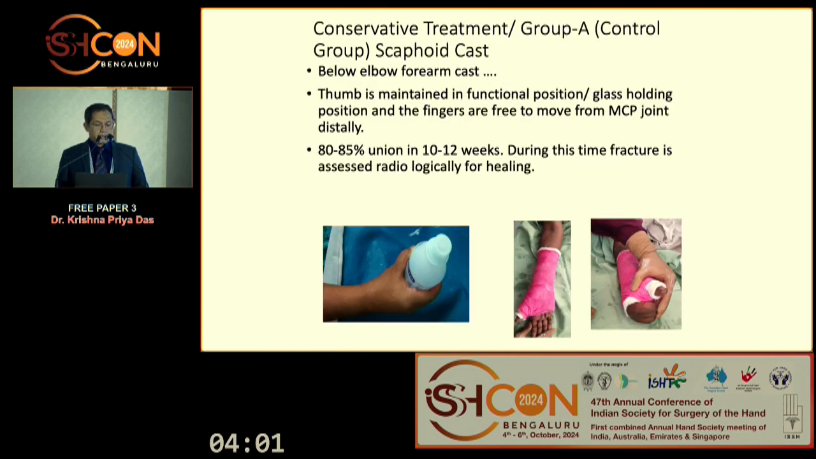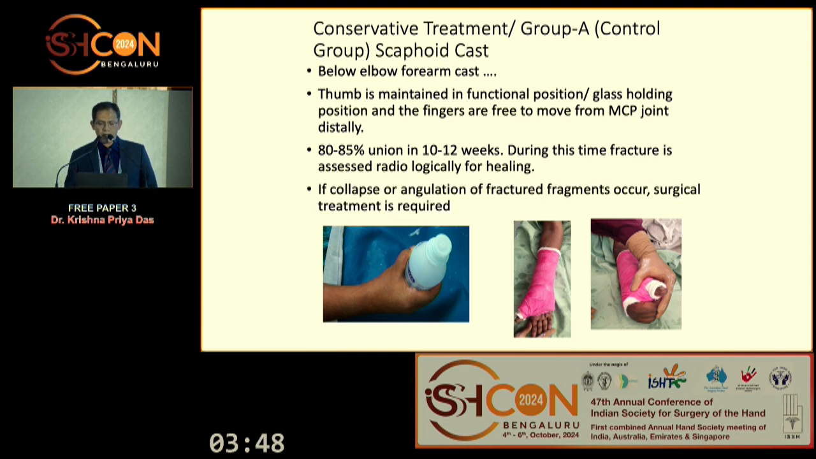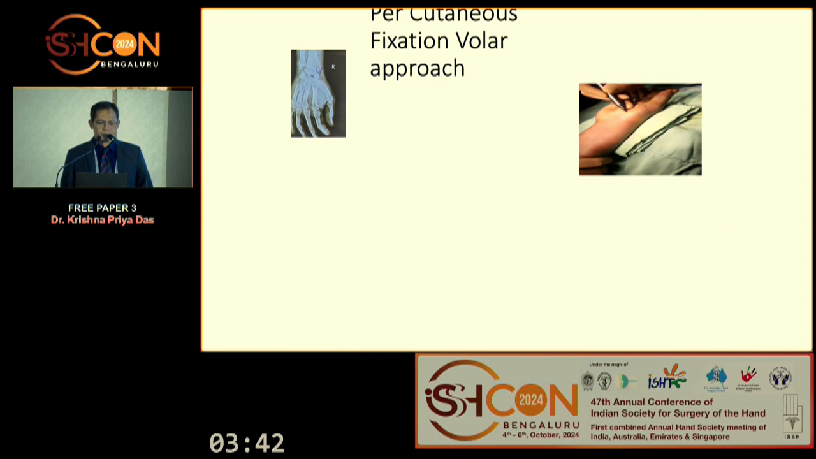In the conservative group, a below elbow forearm cast is applied, and the thumb is maintained in a functional position. 80 to 90% of the fractures unite in 10 to 12 weeks. During this time the fracture is assessed radiologically for healing. If collapse or angulation develops after 3 months, then we do surgery.